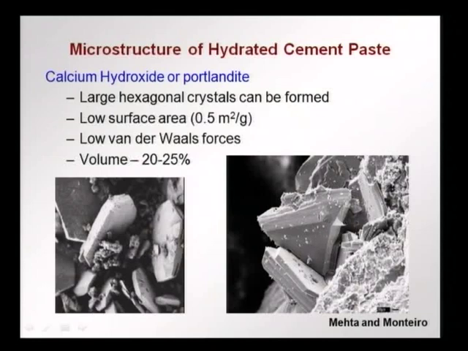So, even though the calcium hydroxide itself is quite strong, it does not impart any strength to the hydrated cement paste or concrete, because it does not bond well with anything else. It does not bond the aggregates together or keep the hydrated cement paste together in a strong manner. So, that is why we find that calcium hydroxide is a weak link in the hydrated cement paste, and further this reacts with other materials to lead to durability issues. The volume of calcium hydroxide is about 20 to 25% in the hydrated cement paste.